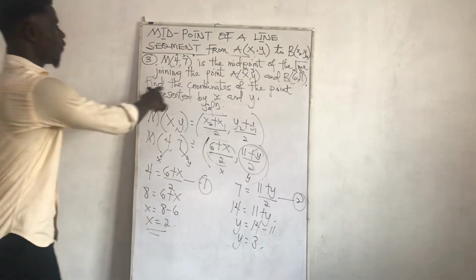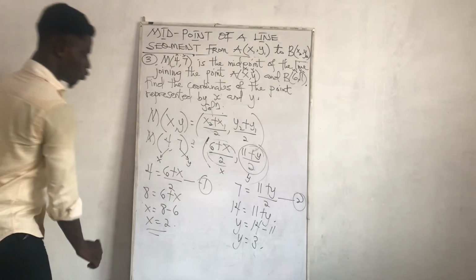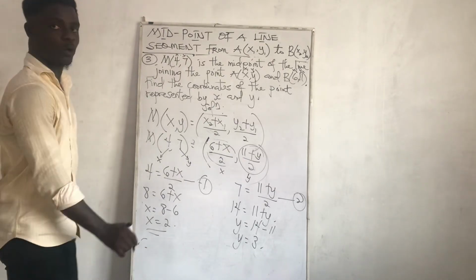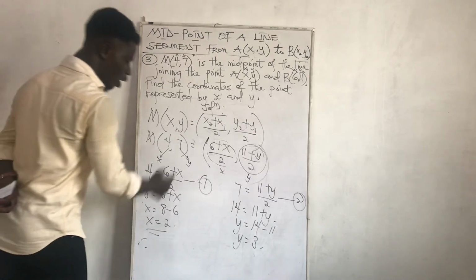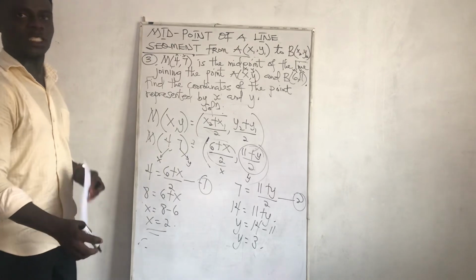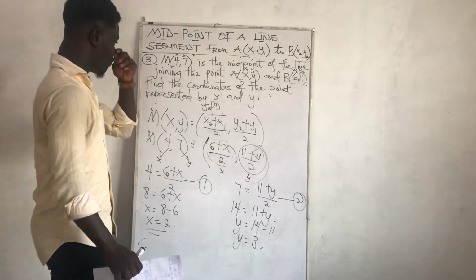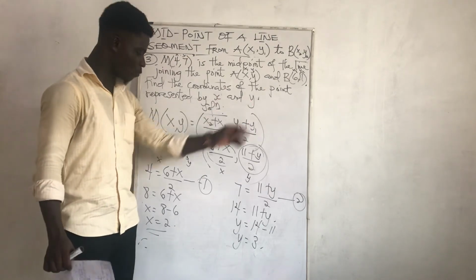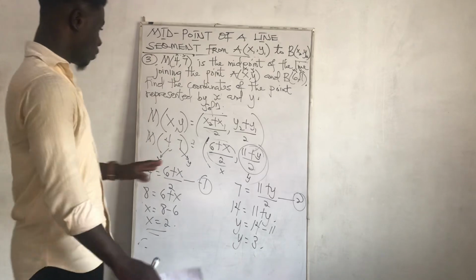So now, they said find the coordinates of the point represented by x and y. So you can state that, therefore, the coordinates of the point represented by x and y is 2 and 3 respectively. So that's it.